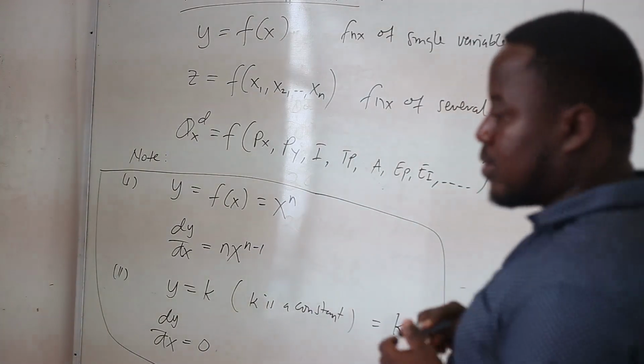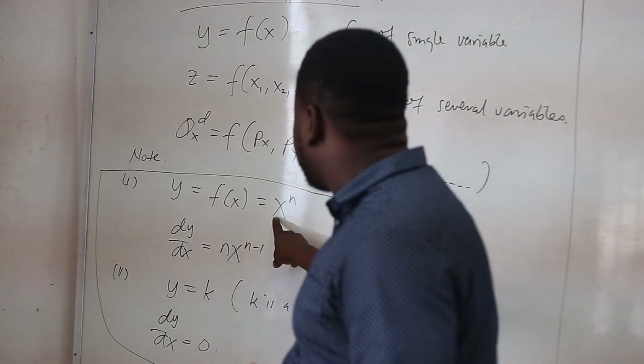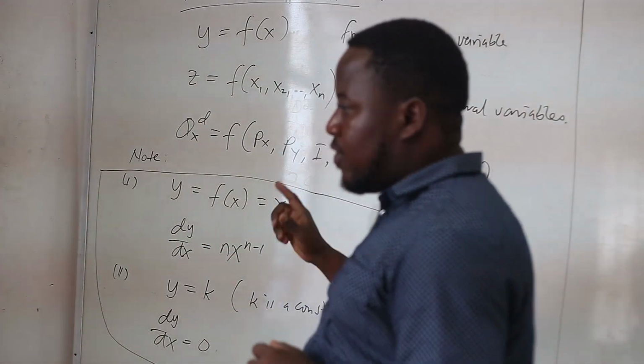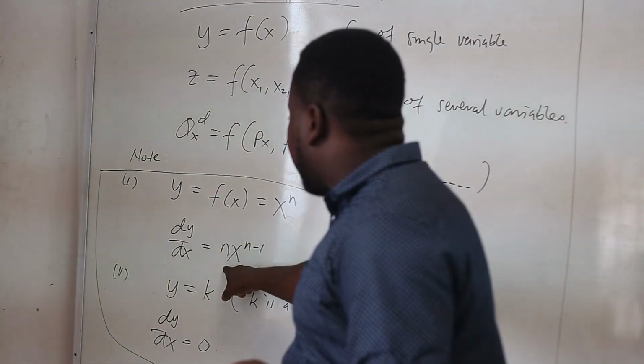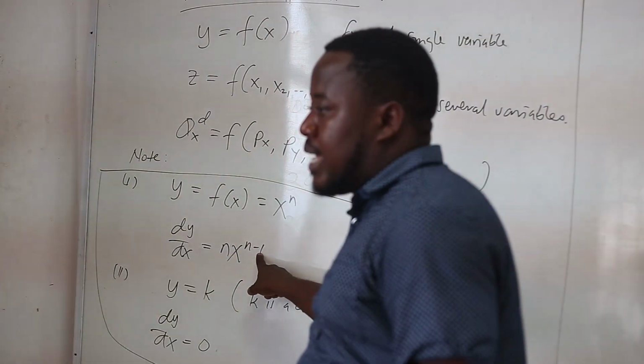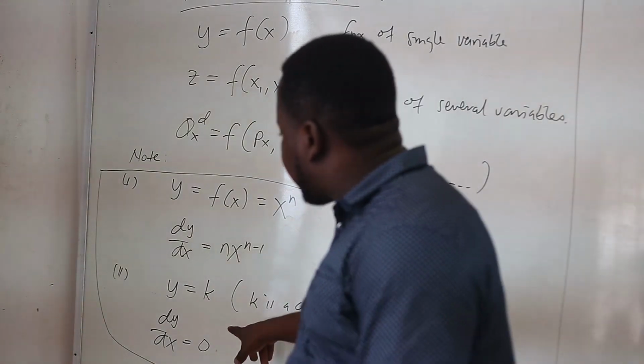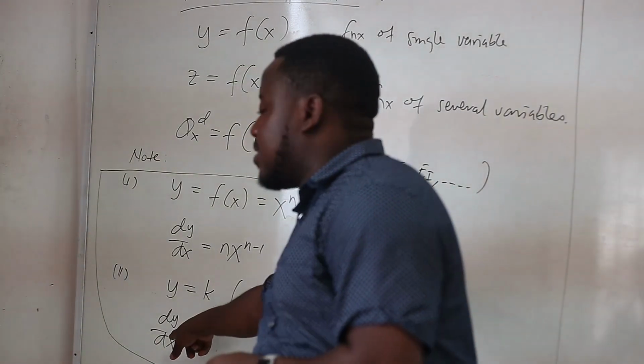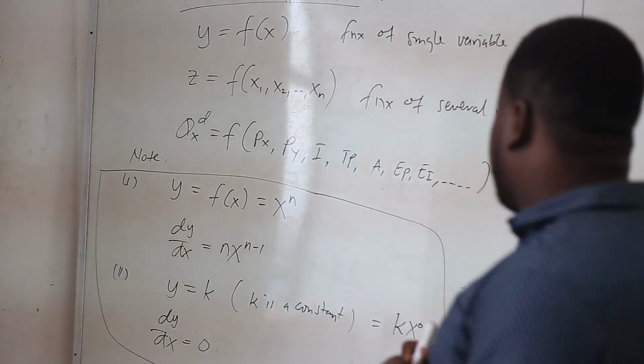So you note, if you have y is equal to s to the power n, when you are differentiating, you bring n down, then subtract 1 from the exponent. And when you differentiate any constant, you get 0.